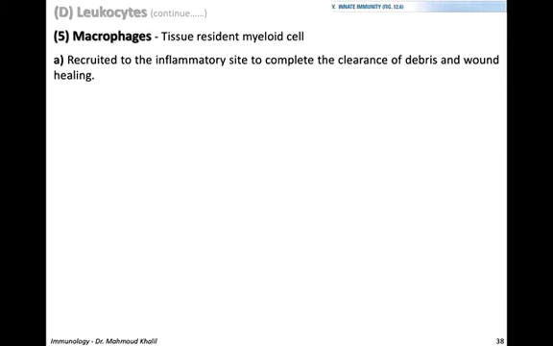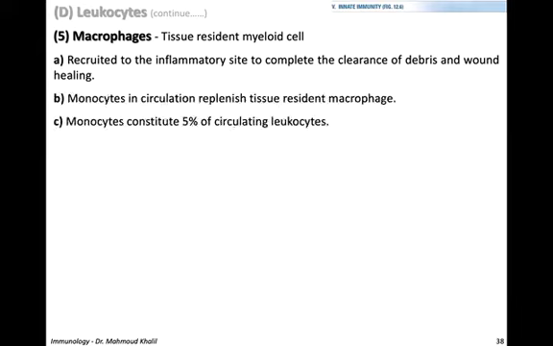The macrophage, which is a tissue-resident myeloid cell as well, is recruited to the inflammatory site to complete the clearance of debris and wound healing. The monocyte can be considered a precursor of the macrophage. Monocytes in the circulation restore tissue-resident macrophages, and monocytes constitute around 5% of circulating leukocytes.